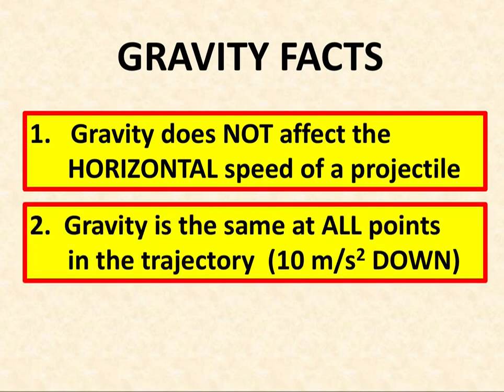The second fact is that gravity is the same at all points in the trajectory. It is always 10 meters per second in the downward direction. So when you first throw the basketball, what is its acceleration? The answer is 10. At the top of its trajectory, what is the basketball's acceleration? The answer is 10. And on its way back down, what is the basketball's acceleration? The answer is 10. It's always 10.